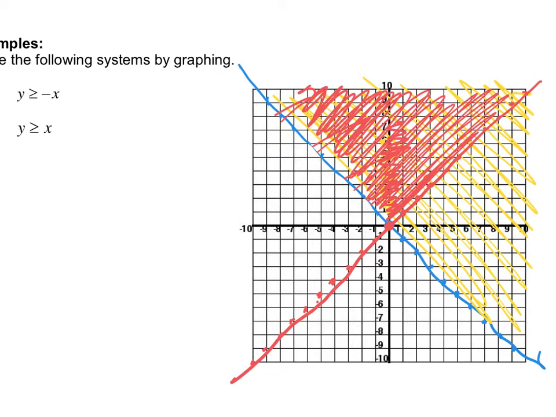Okay, and then what else do I need to erase? That bottom one. This right here, right? Sure. Not the line. Don't erase the lines, just the shading. So we only need the shading that they have in common. You with me?